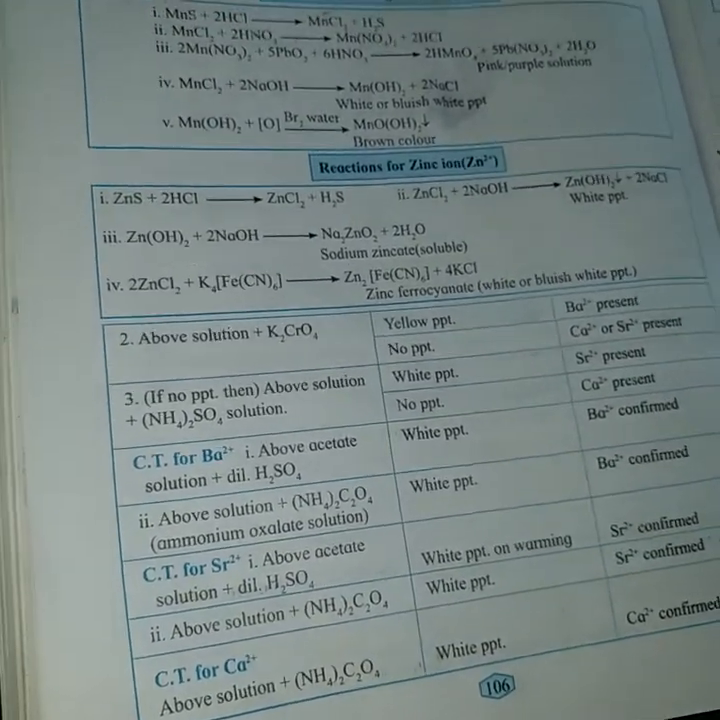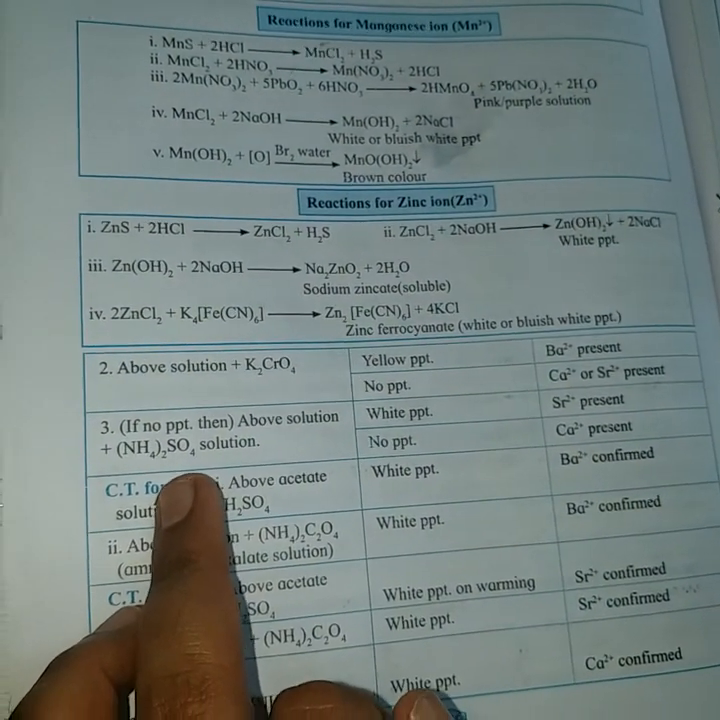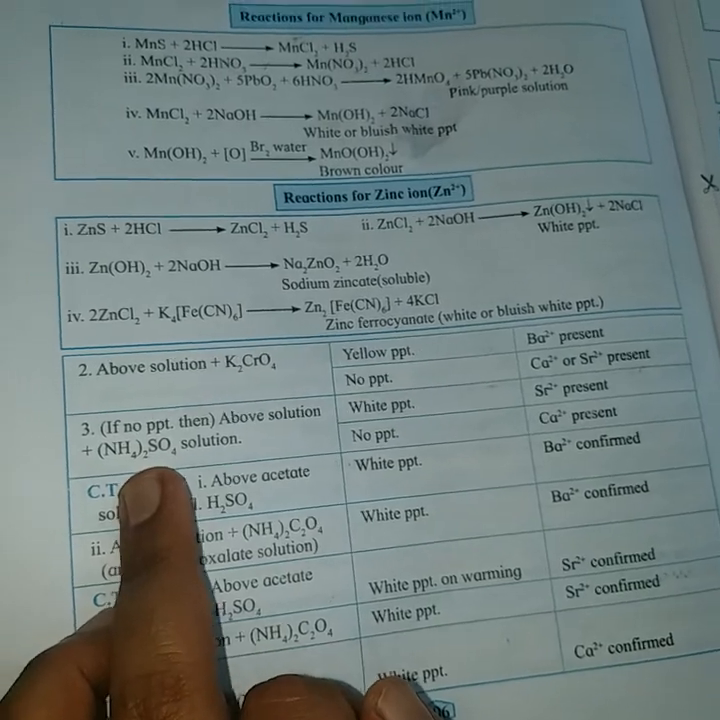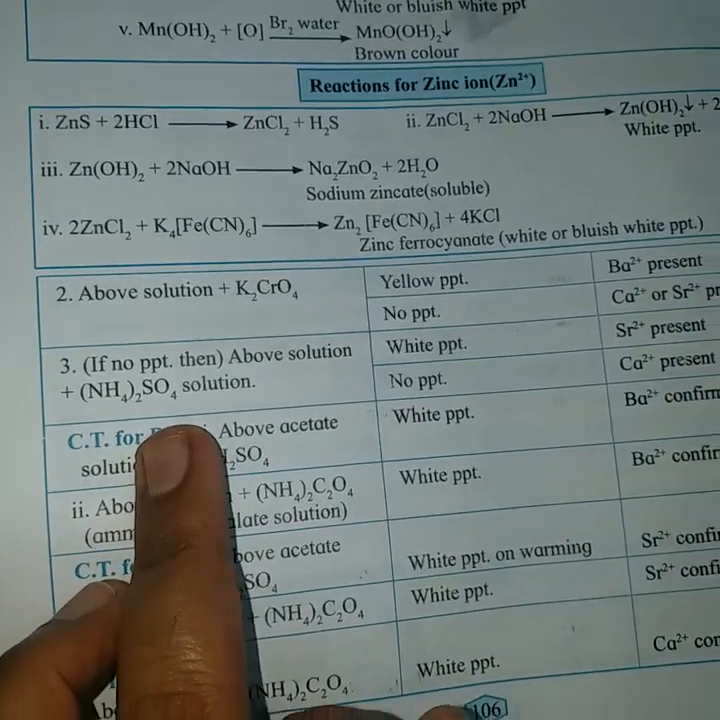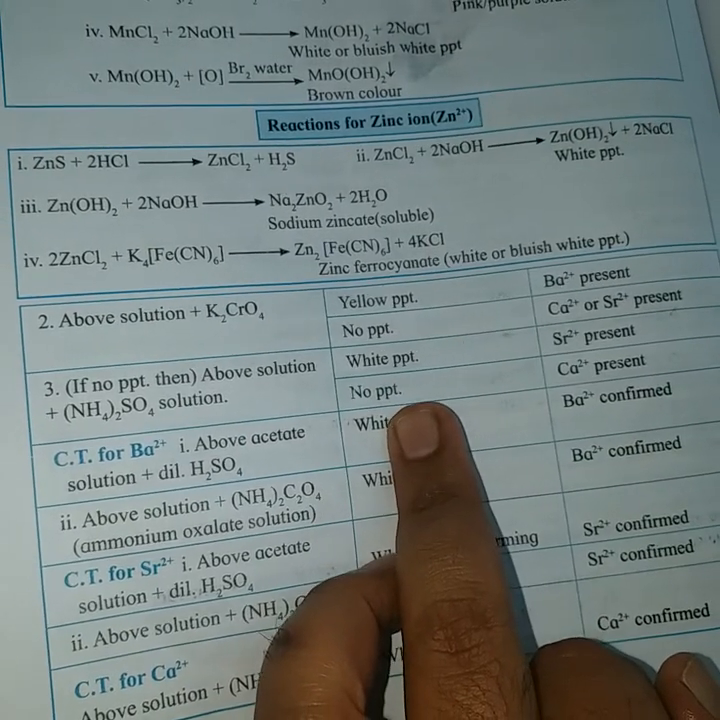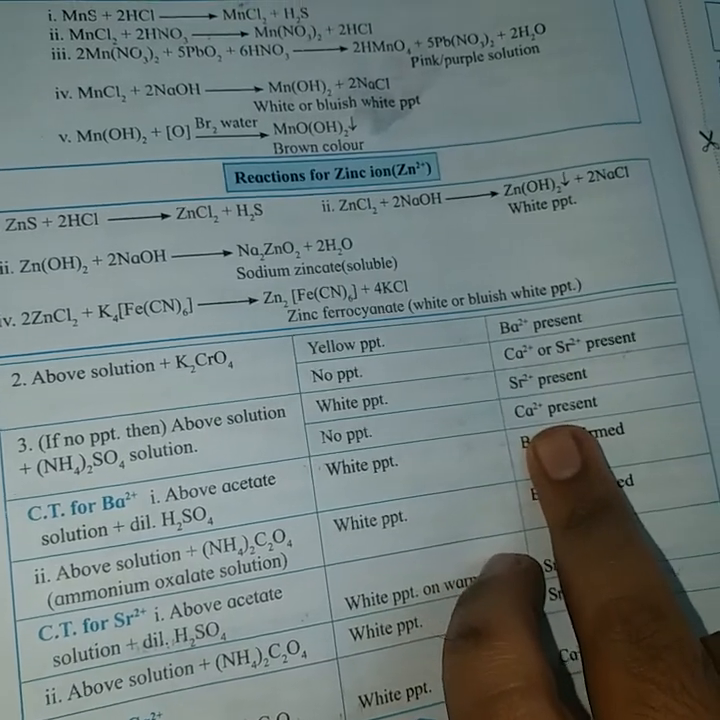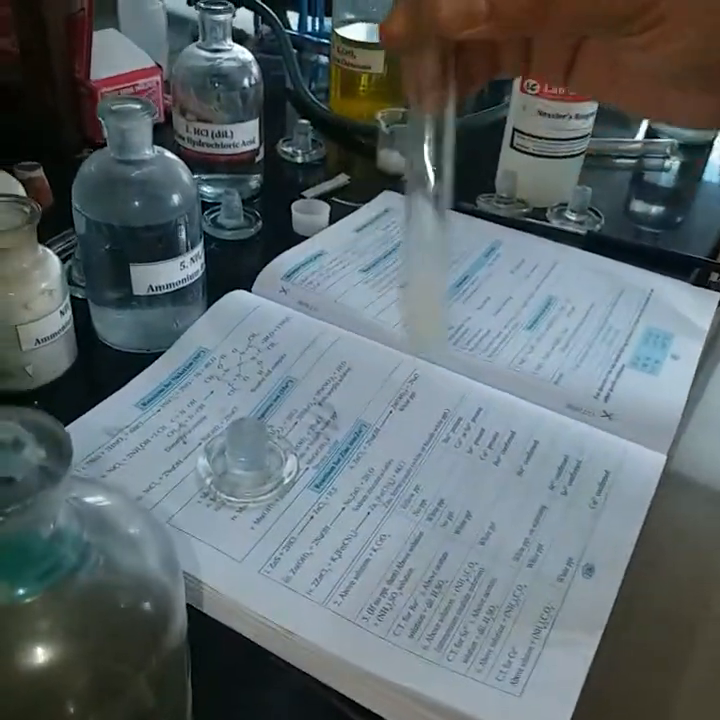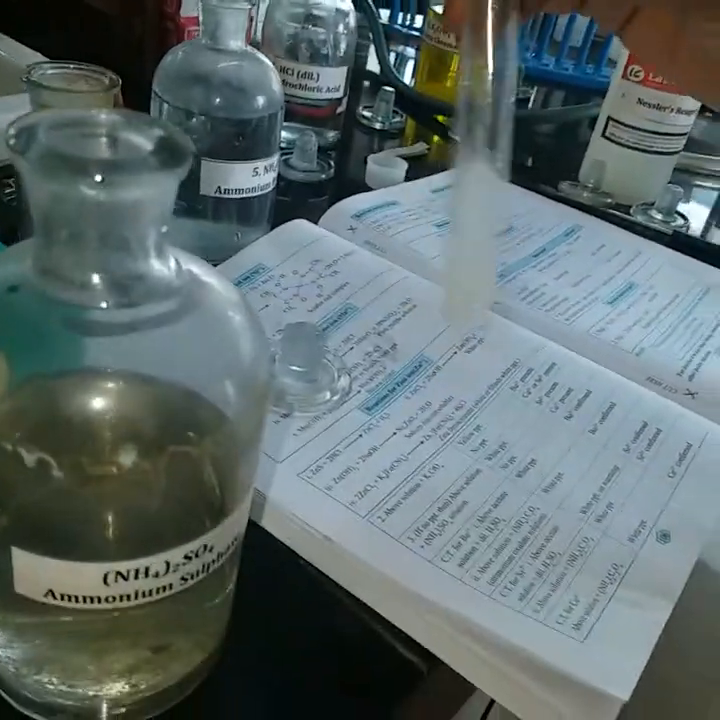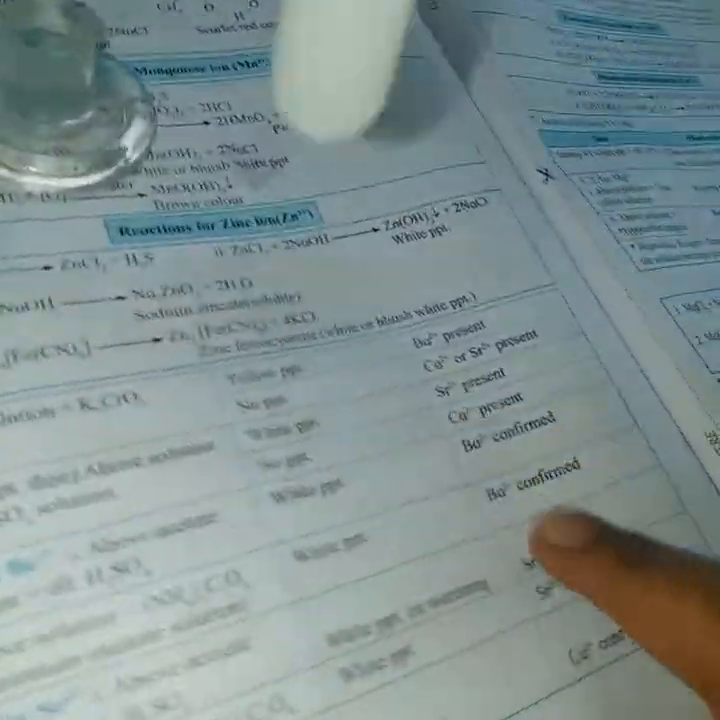Here it is written, if no precipitate, then to the above test solution you need to add ammonium sulfate. If you are getting a white precipitate, that means it is strontium. If no white precipitate, then calcium is present. So let's see what is there in the mixture. Now you can see I have just added a small amount of ammonium sulfate and I got the white precipitate, which indicates that strontium is there in the mixture.